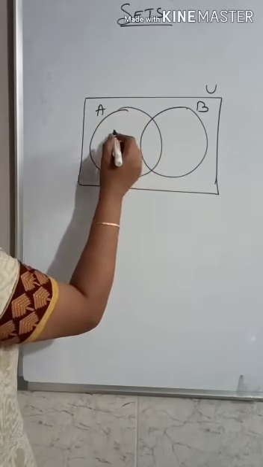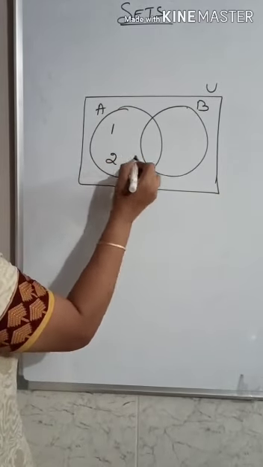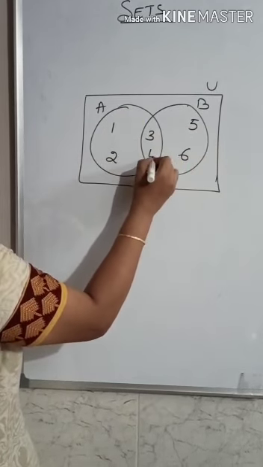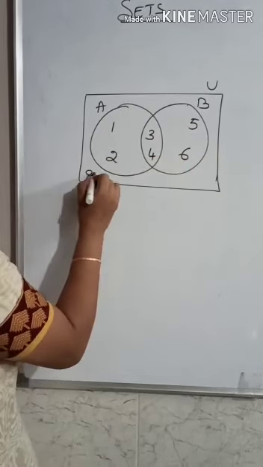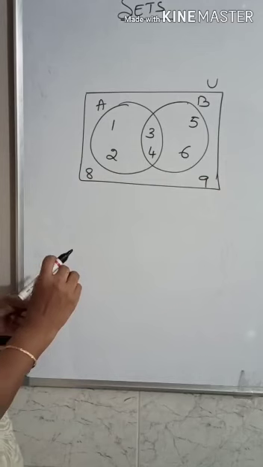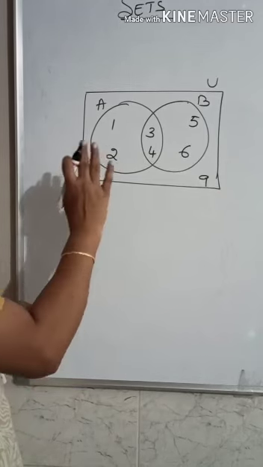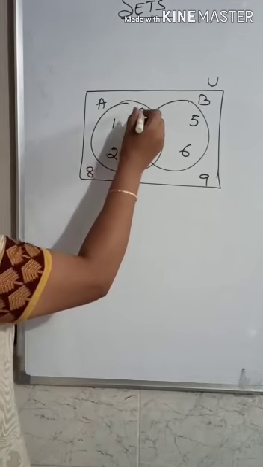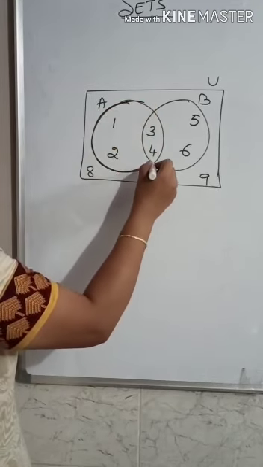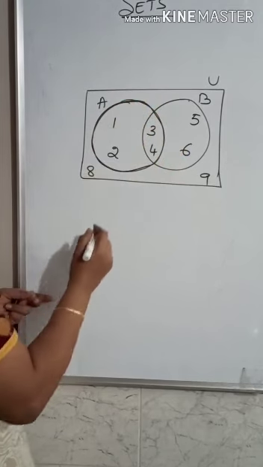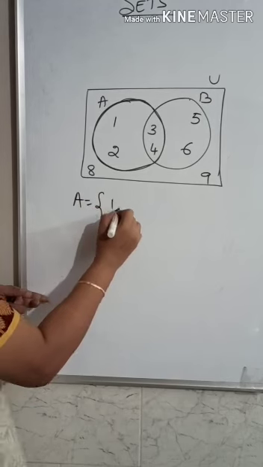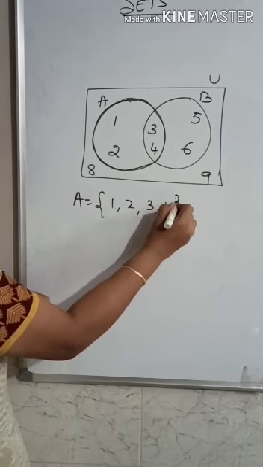Now under the set A, I am taking the elements 1, 2, 5, 6, I have taken the elements 3, 4, 8 and 9. Now suppose the question is, how many elements are there in set A? Using the Venn diagram you need to find out the elements that are present in set A. Set A represents this complete circle. So all the elements that comes under the circle represents set A. So you have to write A is equal to 1, 2, 3 and 4.